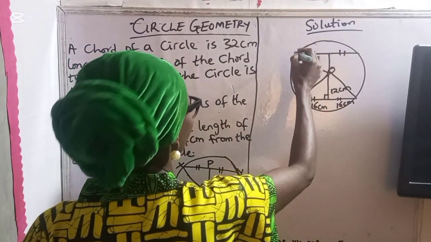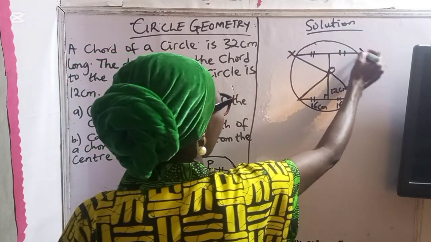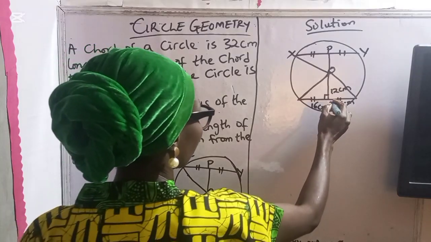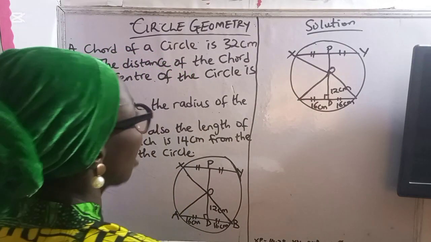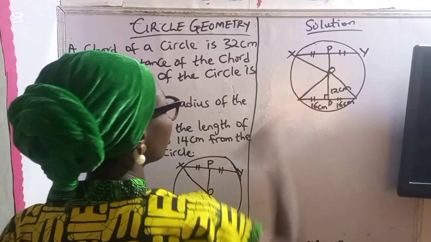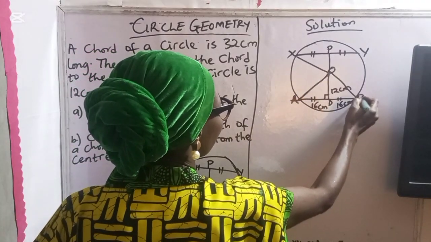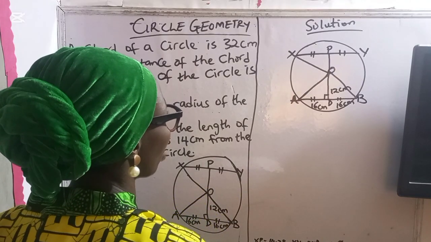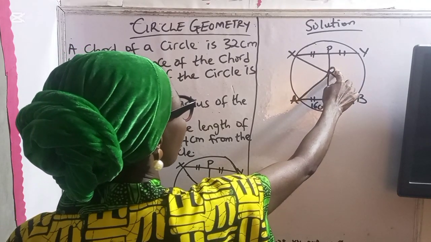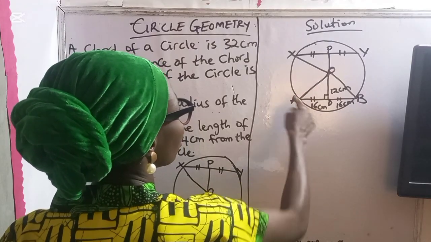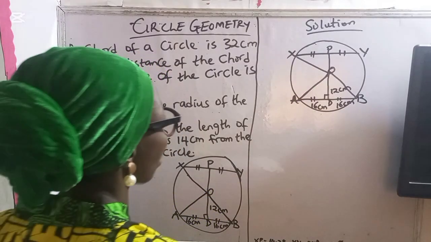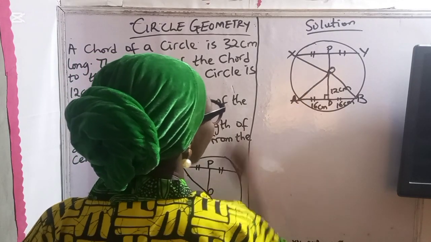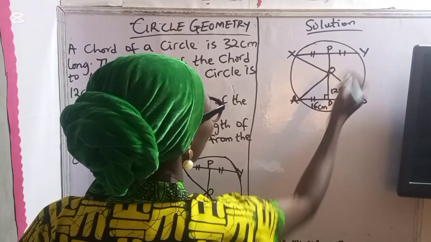Now, we don't know the distance of this place. Here is x, here is y. Then we have p, right? This is b. Now, to get this shape, which is a right angle triangle, to get the distance from this center to this chord in a circle, we are using Pythagoras theorem. Why are we using Pythagoras theorem? Because it is a right angle triangle.